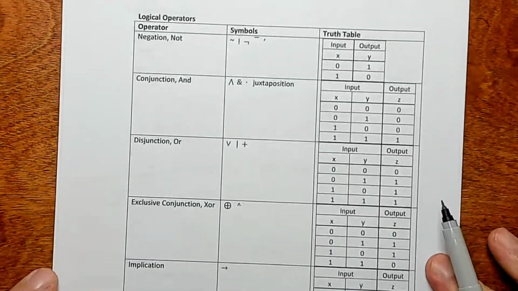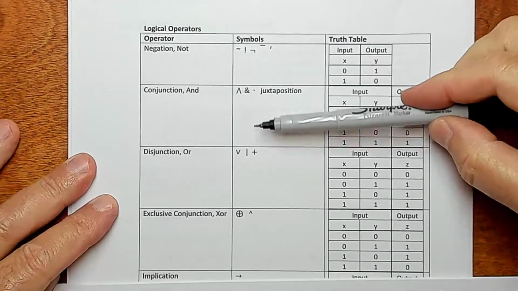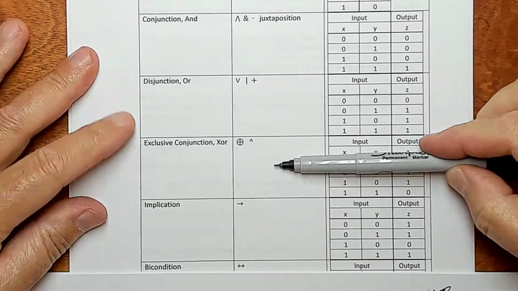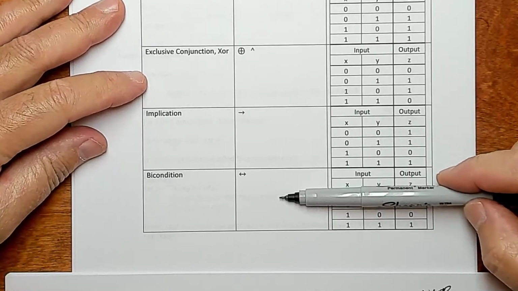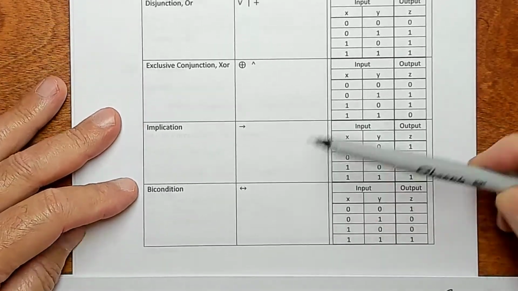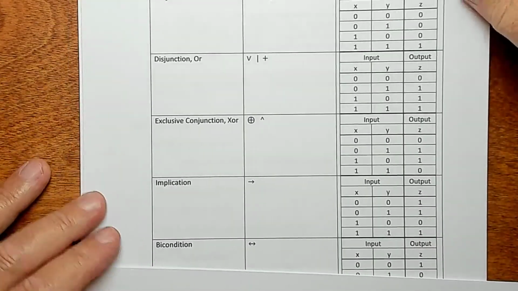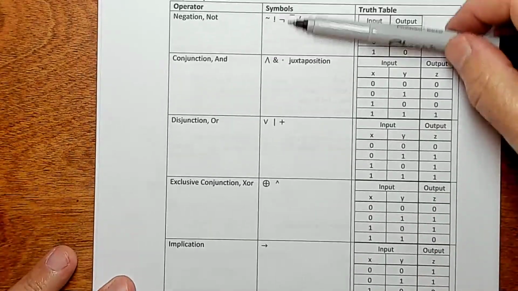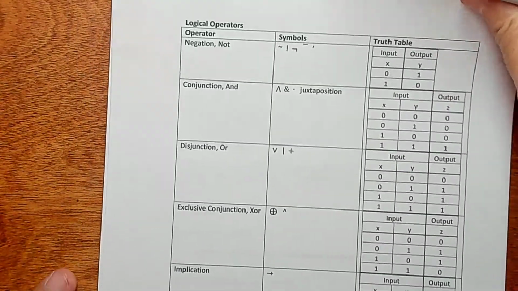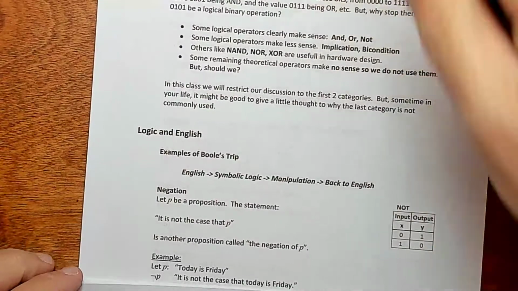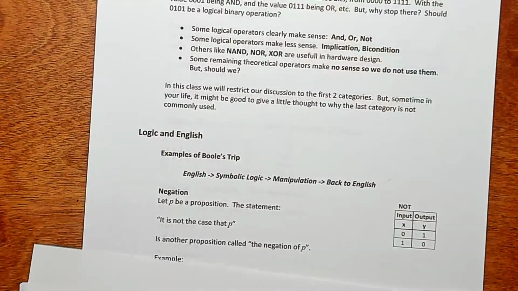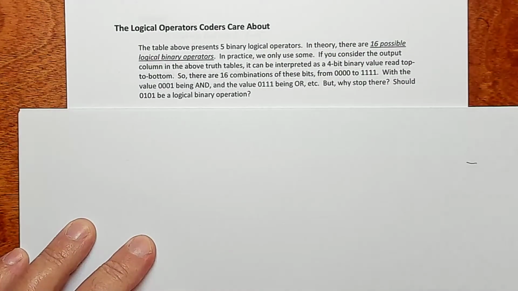So some of these we use all the time: not, and, or, and XOR. Implication and bicondition we don't really use in programming. Let's talk about that a little bit further. But anyway, these are the ones that George Boole came up with in his Laws of Thought. Some of these we care about and some we don't. So that table had 5. In theory, there's 16, right?